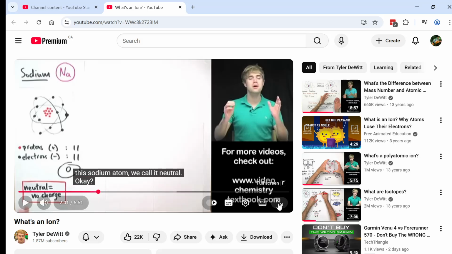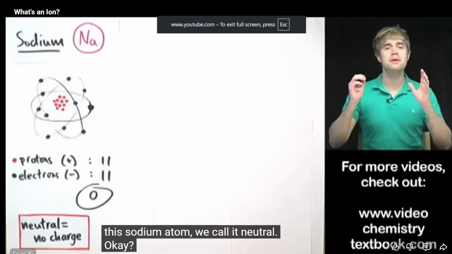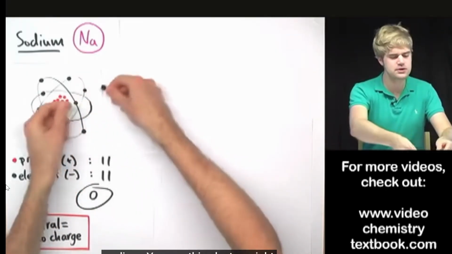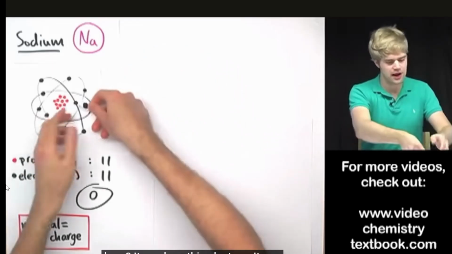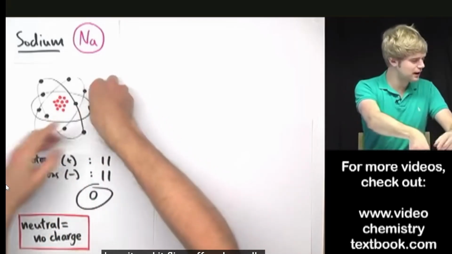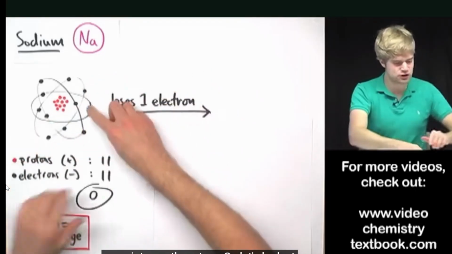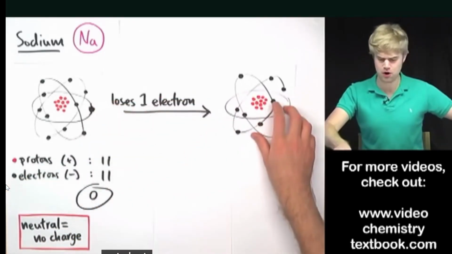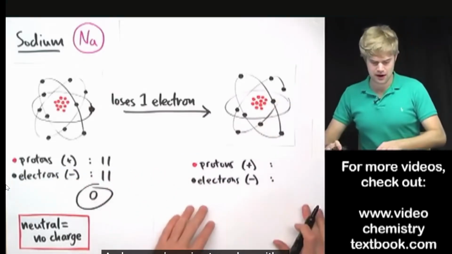We're just not going to put anything there for now. But here's what can happen in sodium. You see this electron right here? It can lose this electron. It can lose it and it flies off and usually goes into another atom. So let's look at what happens when this electron here gets lost.